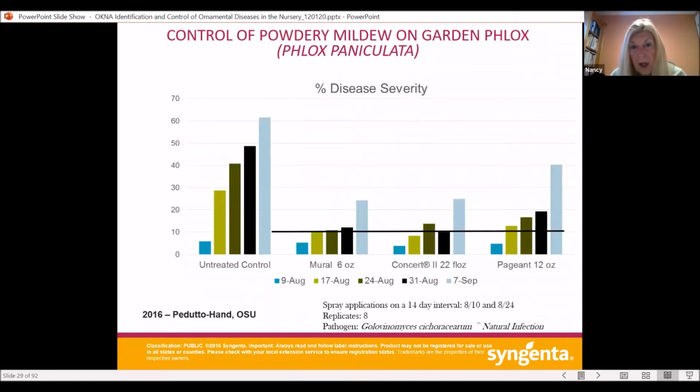This is on garden phlox. Again, you can see the good performance of all these products when it comes to controlling powdery mildew. Again, these were done on a 14-day interval.